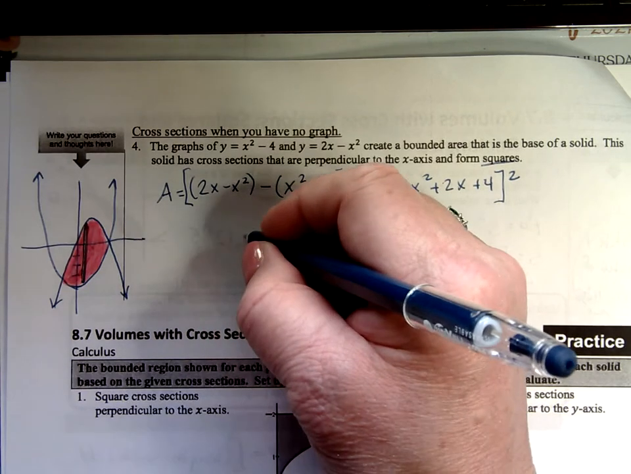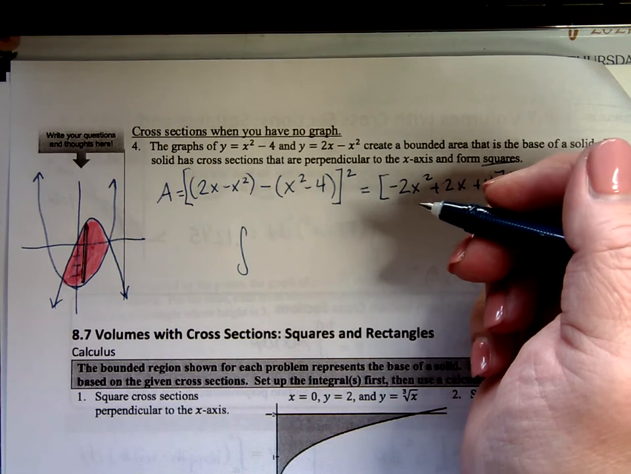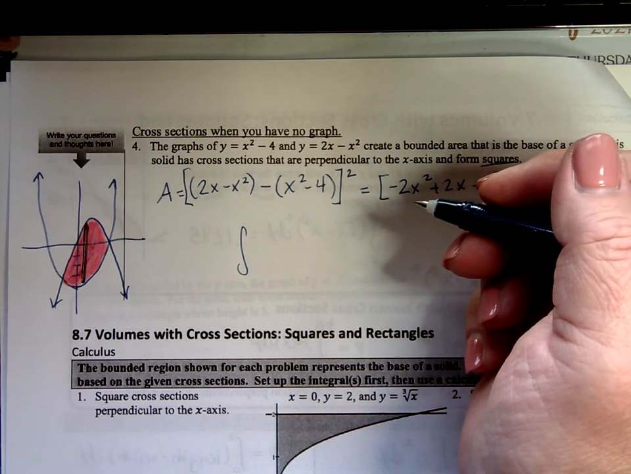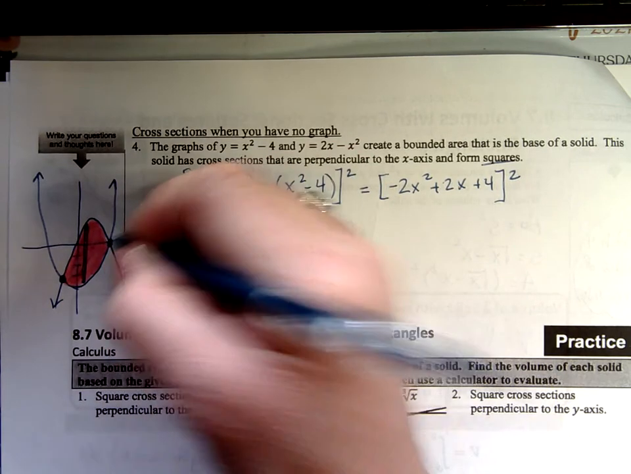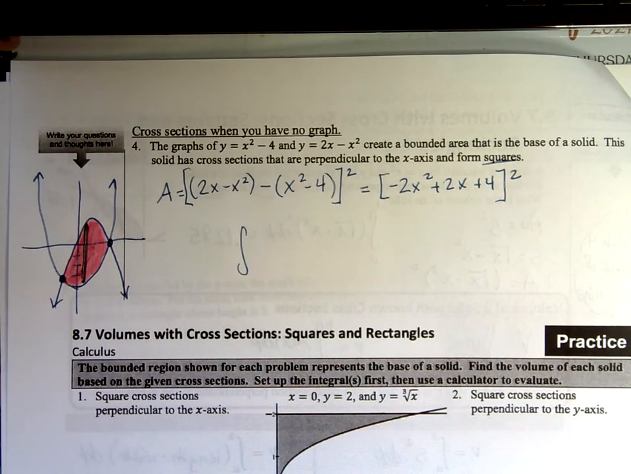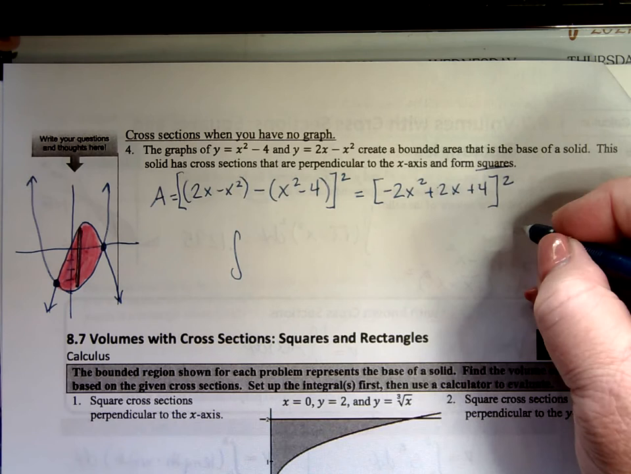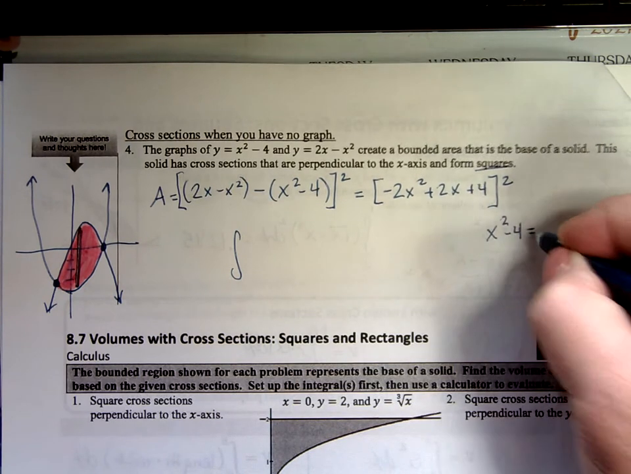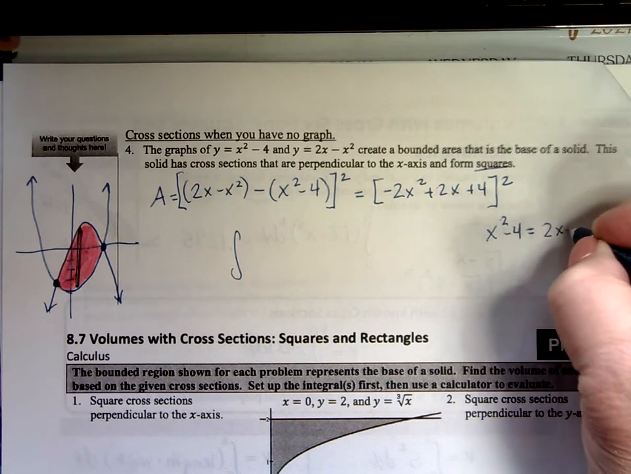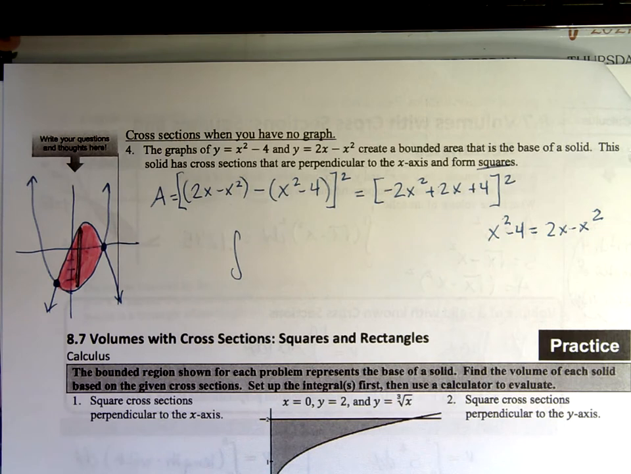So I set up my volume. My volume's going to be going from, ooh, I don't know where it's from, do I? So that puts me on a whole other journey. I don't know what this x value and this x value are. So I need to find those so I know what my bounds are. I'm going to go off to the side over here and set them equal to one another: x squared minus 4 equals 2x minus x squared. And I'm going to work my way through to see if I can figure out where they cross each other, where they would intersect.